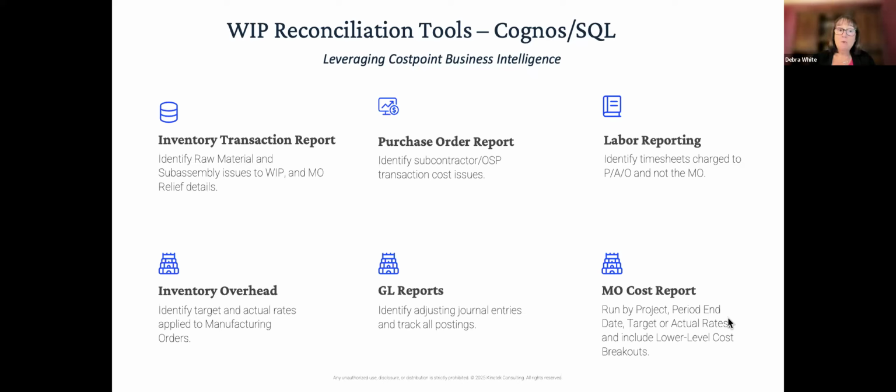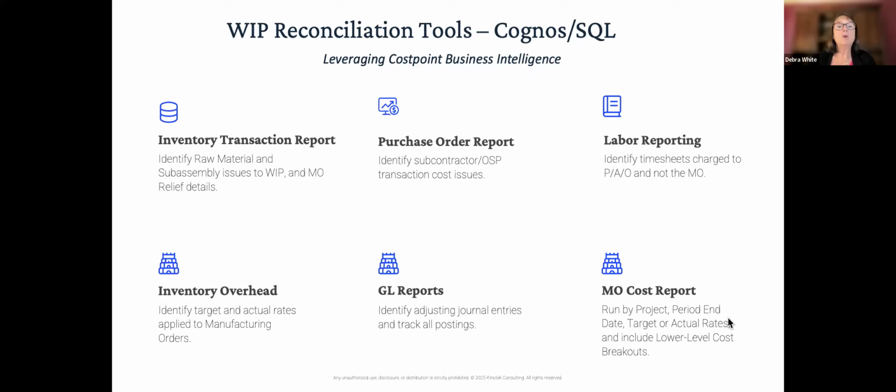Purchase order report, we want to look for anything bought to any of the WIP accounts, because anything bought on a purchase order to a WIP account will not flow through to the manufacturing order unless it's an outside processing and it's referencing that MO. So one, just a good double check: we didn't buy anything for WIP that we accidentally did. We want to look at that.